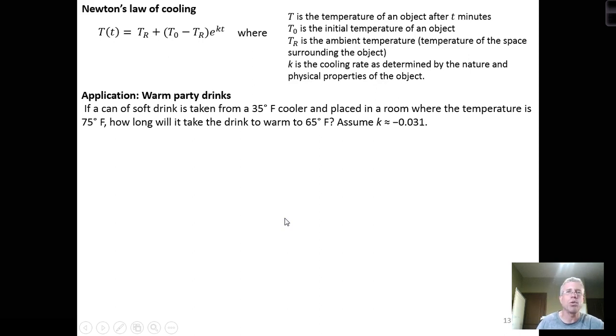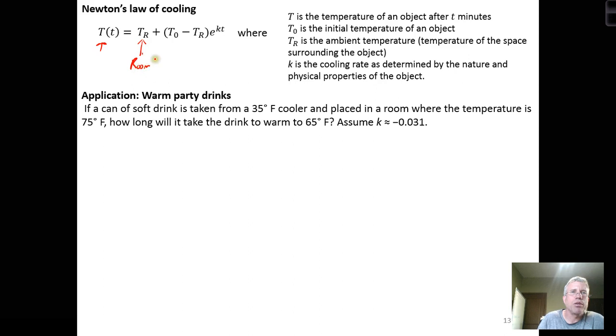So Newton's law of cooling, this is our last example for this particular video. Newton's law of cooling comes from differential equations. If you are a math major, you will derive this formula from scratch later on. So Newton's law of cooling says that the temperature of the object as a function of time is going to follow this model. This T sub r that you see right here, this is the temperature of the room.